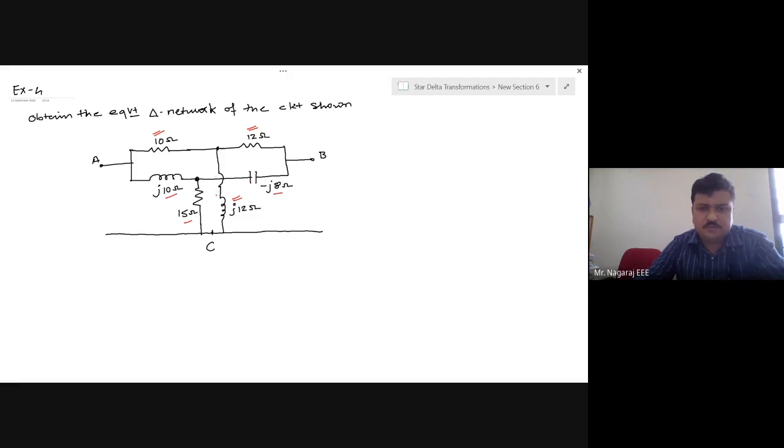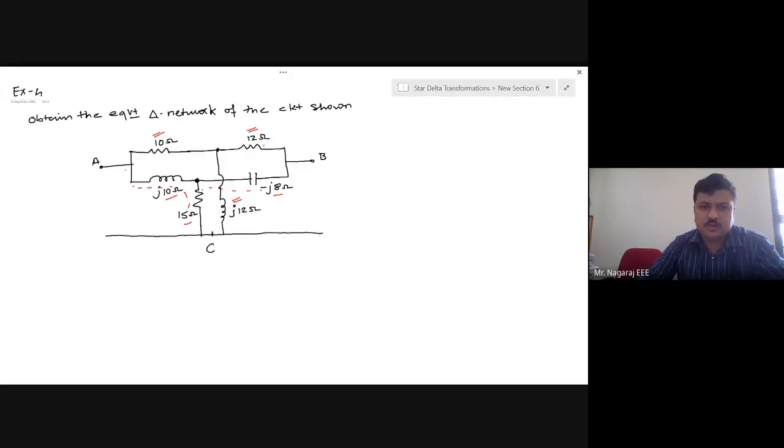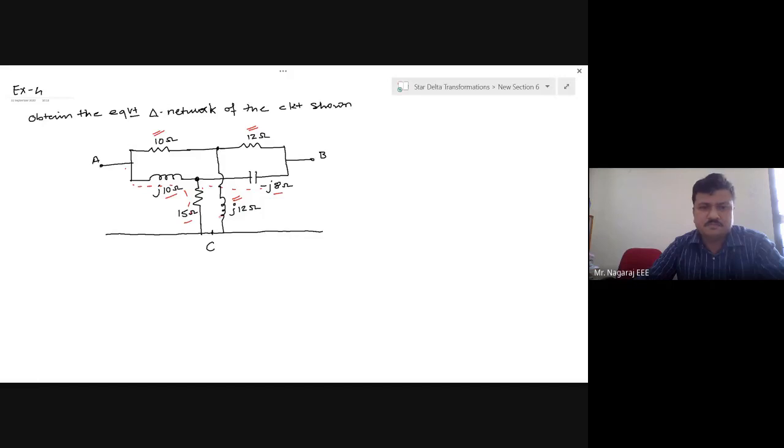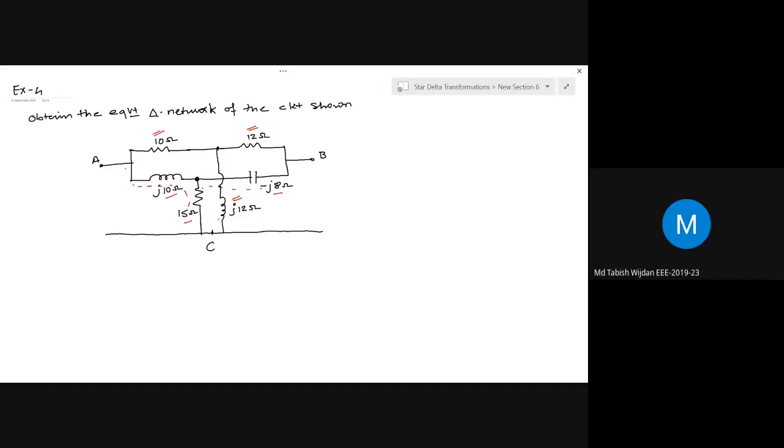There is a jump. So there is no connection between upper branch and lower branch with this J12 ohms. Can you visualize? J10 ohm, 15 ohm and minus J8 ohms are forming one star network. Then 10 ohms, 12 ohms and J12 ohms are forming another star network. Right? Can you visualize this? Yes, sir.